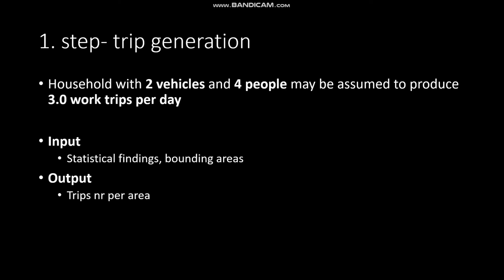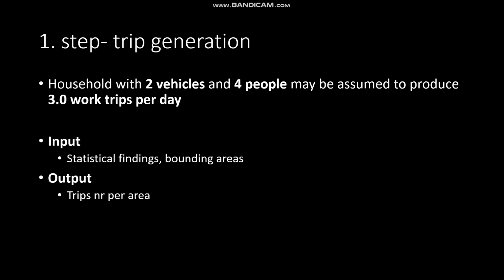So the first step is trip generation, and here we can see that a household with 2 vehicles, where 4 people live, may be assumed to produce 3 work trips per day. So we have an understanding that when x number of people live in a particular area, we know how many vehicles there are per inhabitant. We could say how many work trips per day they are producing from that particular area.